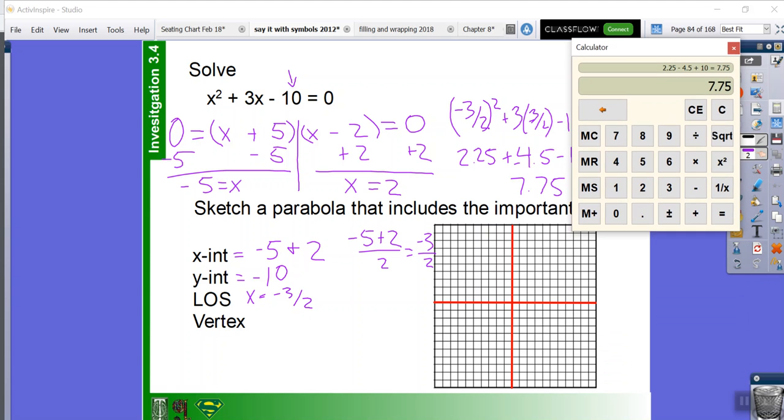So to graph this, we've got negative 5, 1, 2, 3, 4, 5 for our x-intercept, and a positive 2, and then negative 10 for our y, 1, 2, 3, 4, 5, 6, 7, 8, 9, 10. And then our vertex, negative 3 over 2, 7.75. So we've got it halfway between, and then down 1, 2, 3, 4, 5, 6, 7.75. So like right there. And then we've got a graph.